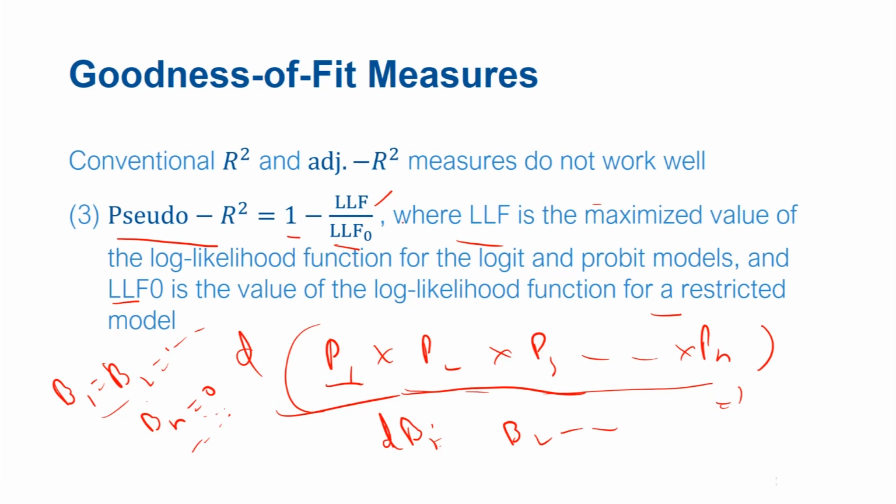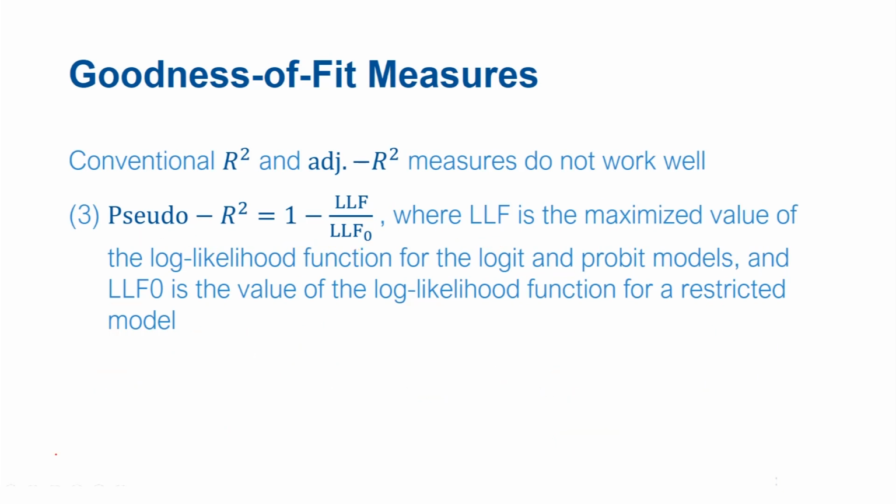Now, this expression has a very interesting property, and that goes like this. If your model is very poor, if your model is very useless, that means all the beta 1, beta 2 and beta 3s are not contributing to the explanatory power. In that case, your LLF value will almost be as close as LLF naught. That means your maximized value will be the same as LLF naught, because your parameters are not so useful.